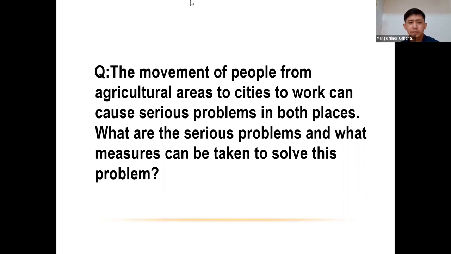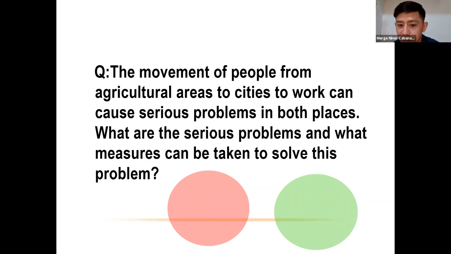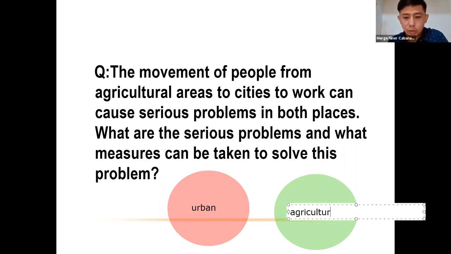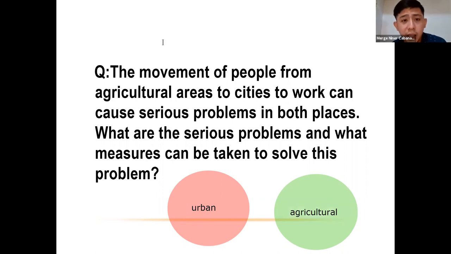Let us brainstorm. Okay, so this red circle here represents the agricultural areas. And then this circle right here represents the urban areas. Oh, let's write labels on them. So you have the urban, and then you have the agriculture. Now, each of the areas are represented by people.